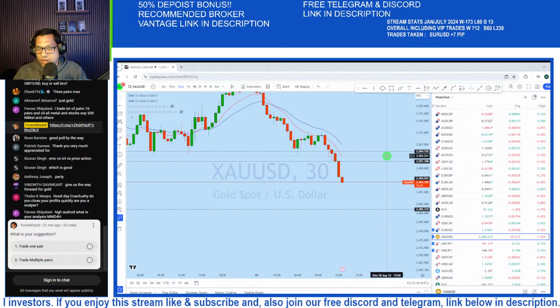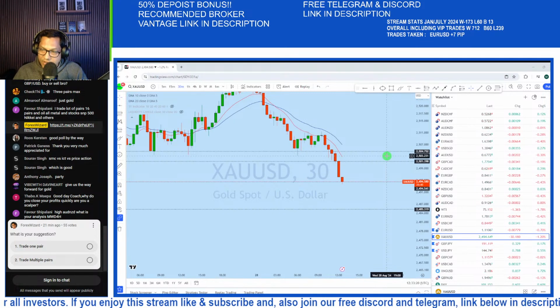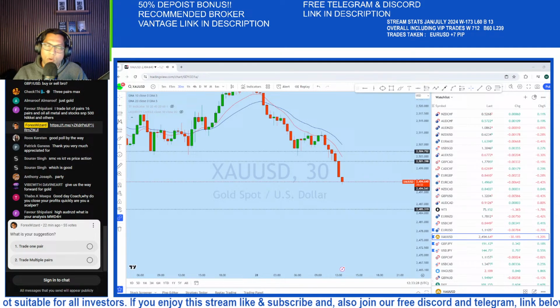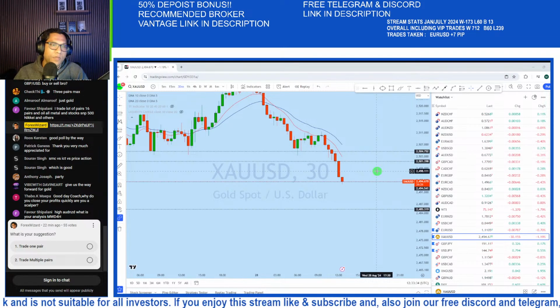How do you know that liquidity is grabbed? That's a very important question, right? Asking questions is very important. Then you need to apply common sense: what does it mean to grab liquidity?